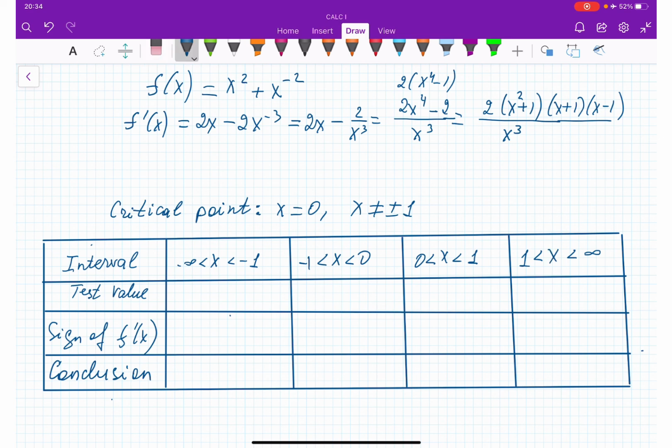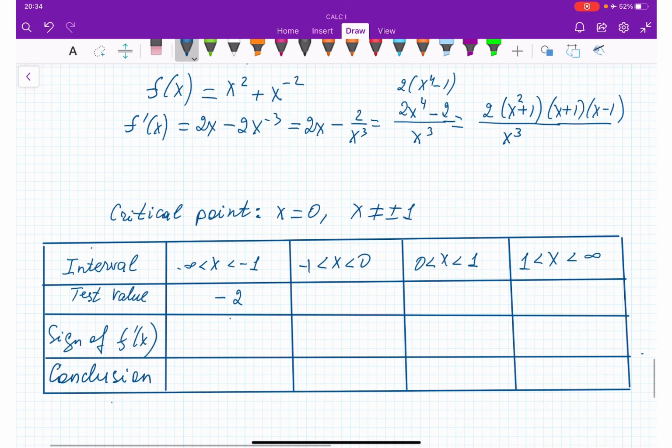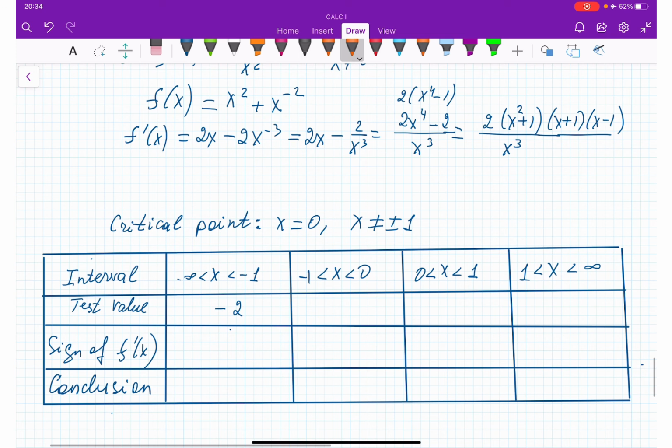So, test value, I'm taking -2. If I take -2, what are we going to get? This is going to be positive, right? -2, because it's less than -1, is going to be negative. And -2 is going to be negative. And here is going to be negative. So the result is positive divided by negative, which is going to be negative. So f prime of -2 is less than 0, which means decreasing.